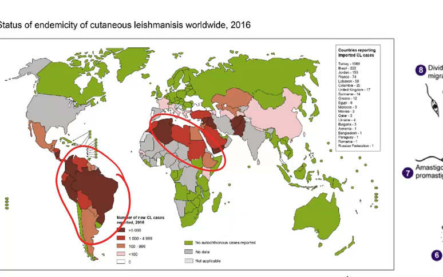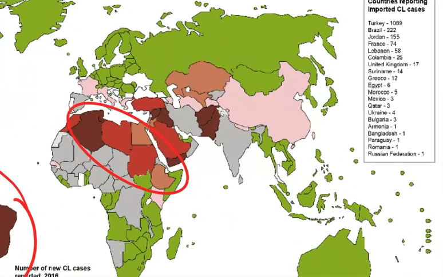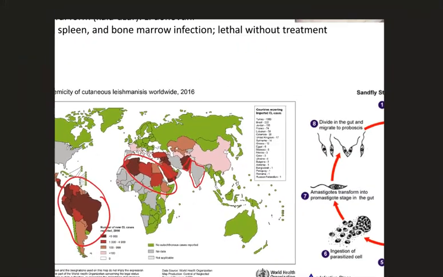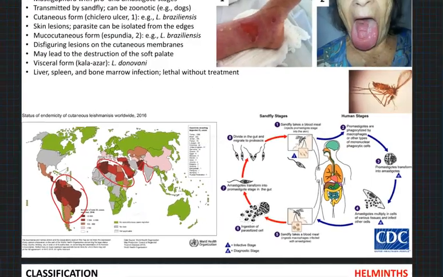Now this cracks me up. This is Pakistan. Why? This is India. India shows like no data. Leishmania is in India, like it's there. We know that it happens. Okay, they just don't have enough surveillance data.